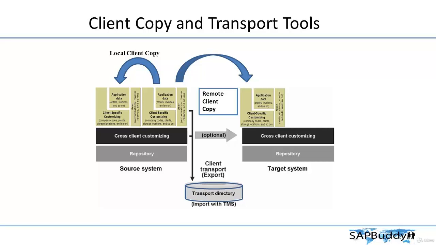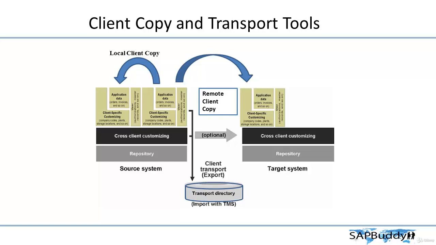Whenever you do any client copies, it is always advisable that you do the client copy in background mode. That means using background processing. In client copy you can also do it in foreground, like in a dialog mode, but the client copy is going to take quite a lot of time, because you have a lot of table entries, a lot of data which needs to be copied or created. So it's going to take many hours.